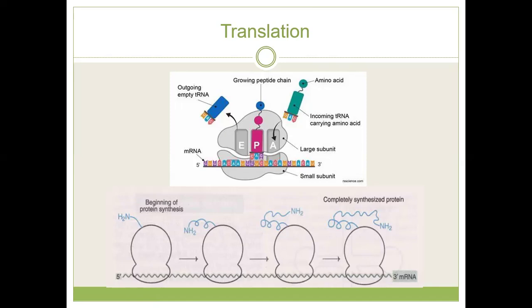So what happens in protein synthesis is that the information for the synthesis of the protein is brought by the messenger RNA. The messenger RNA contains the information as to which amino acids need to be joined together to form the protein. So the information comes from messenger RNA.